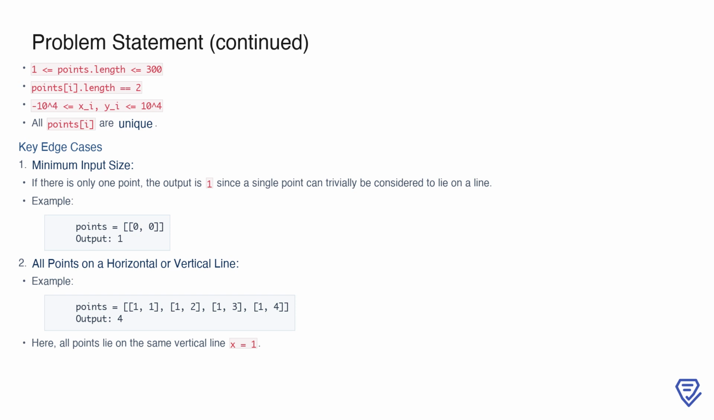Another interesting scenario is when all points form a horizontal or vertical line. For instance, points like [1,1], [1,2], [1,3], [1,4] all align vertically along x equals 1, so the output would be the total number of points, which is 4 in this case.